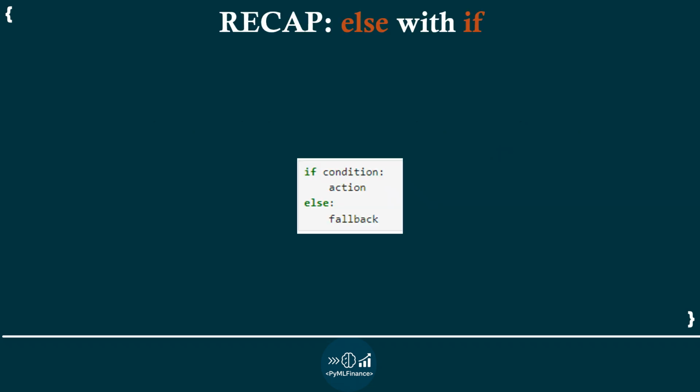So first let's recap else with if statement. Okay, so when we use else with if, the meaning is very simple. If the condition is true, run the first block. Otherwise, run the else block. So else acts as a fallback here when the condition is false.